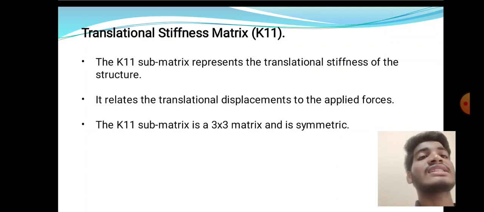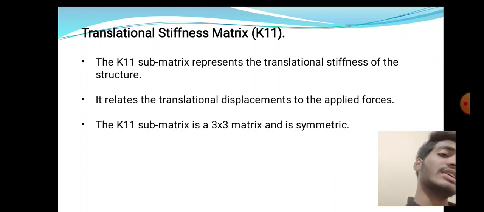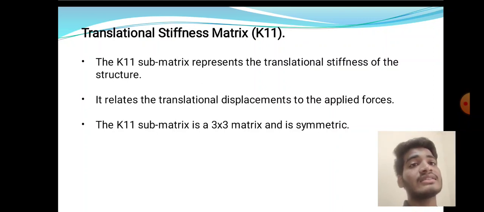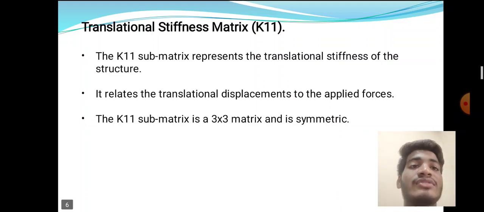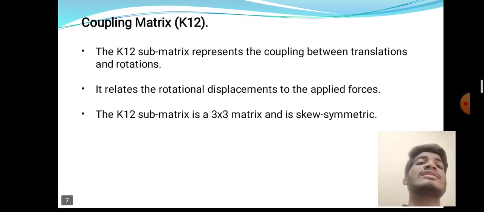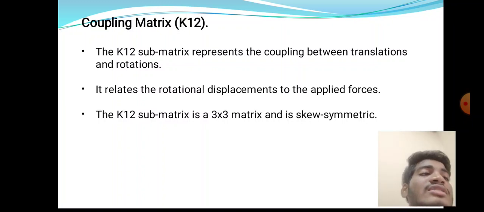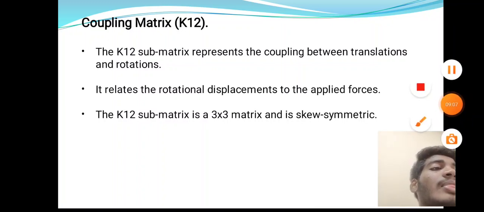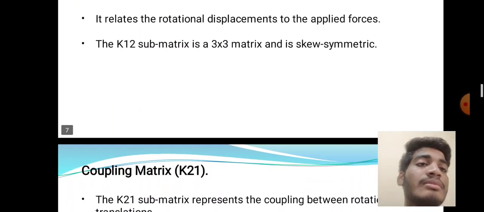And we have discussed the translation stiffness matrix, which is K11. Remember, this K11 submatrix is a 3 cross 3 matrix and it is a symmetric matrix. This K11 submatrix represents the translation stiffness of the structure. Then next is the coupling matrix, which is K12. This K12 submatrix represents the coupling between translations and rotations, and it is a 3 cross 3 skew symmetric matrix.